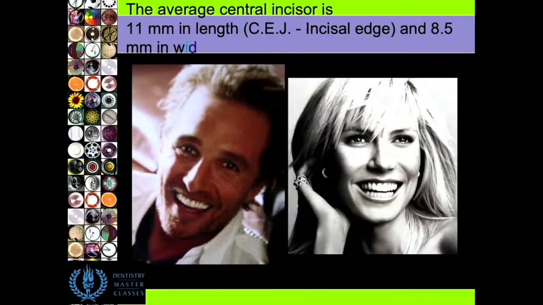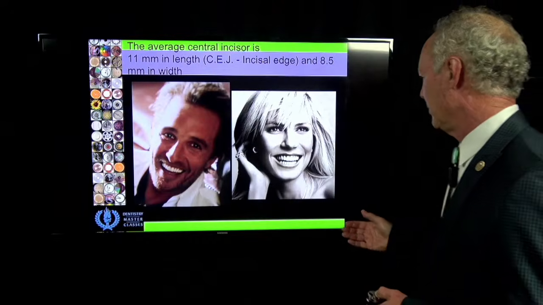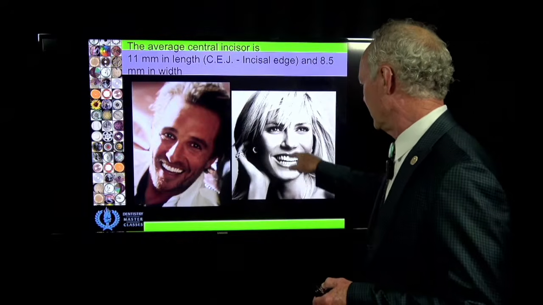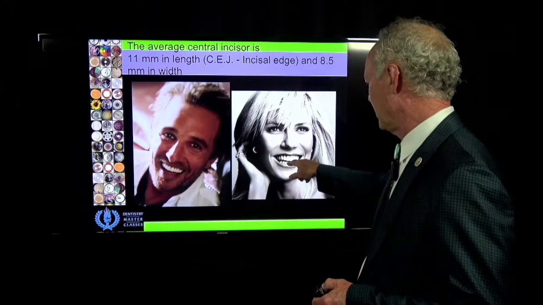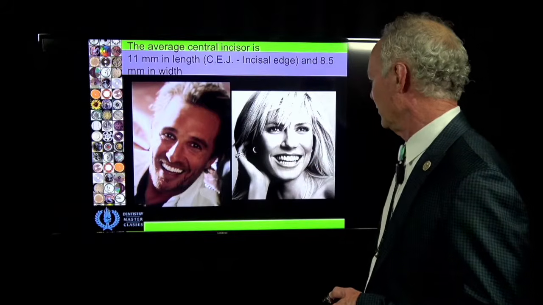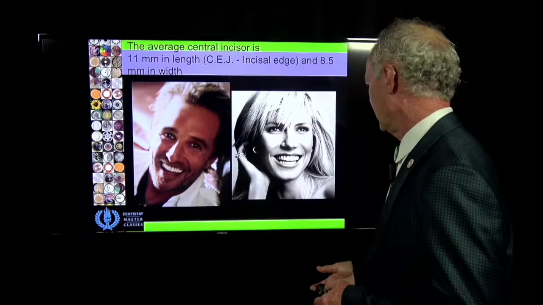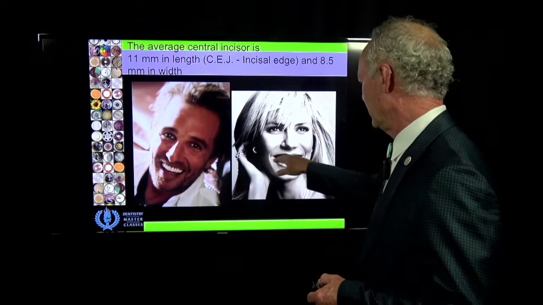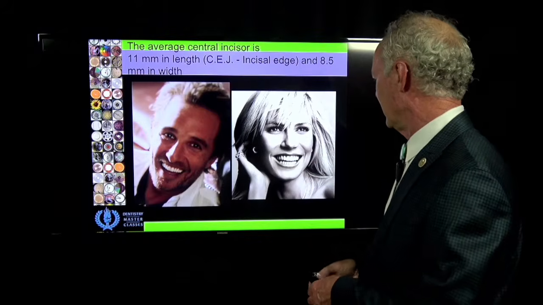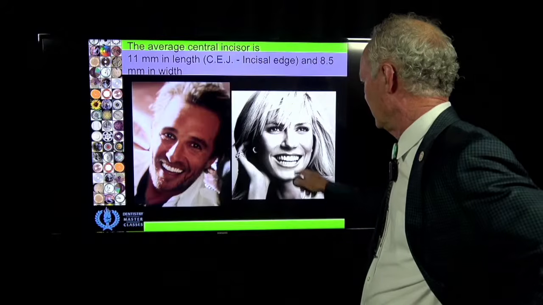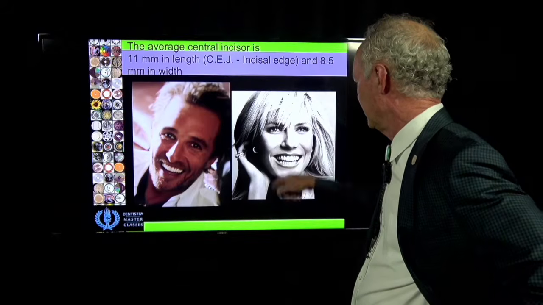The average central incisor is 11 millimeters in length from CEJ to incisal edge. So think about it. That's what we're looking for when we're restoring people. You want the central to be approximately 11 millimeters long. You want the central incisors to be the longest teeth in the anterior part of the mouth. You want them to be a little longer than the laterals and the cuspids.